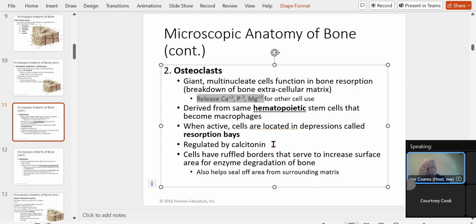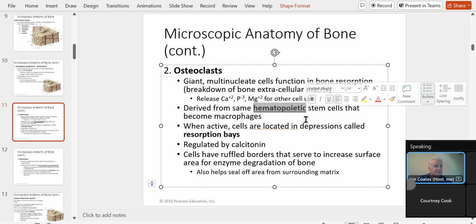Okay, derived from the same hematopoietic stem cells that become macrophages. So you look at that, heme means blood. Poietic means creation. Okay, so here we're talking about where the blood is made. Here you're talking about in the bones, right? When active, cells are located in depressions called reabsorption bays, regulated there by the hormone calcitonin.